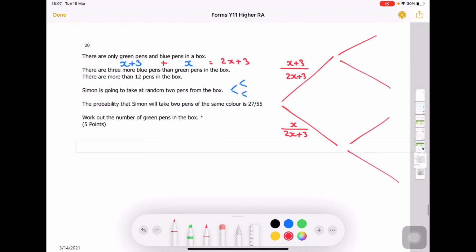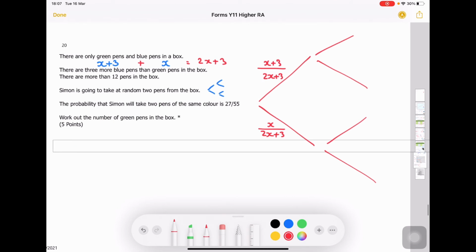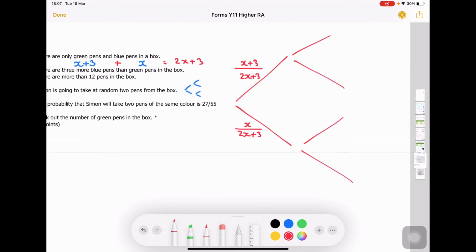Do they mention replacing the pens? They are going to take 2 pens from the box. They don't mention anything, so we'll assume that they do not replace the pens. Usually they'll mention it if they're going to put the pens back into the box. So because they're taking a pen and not replacing it, in other words not putting it back into the box, we need to take that into account and change our probabilities after selecting one pen. So x plus 2 over 2x plus 3 take away 1 is 2x plus 2.